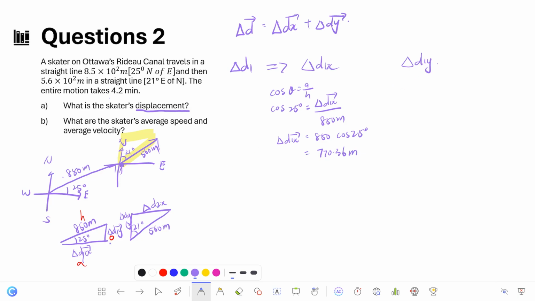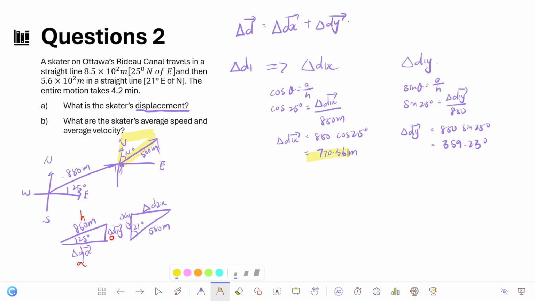Therefore, we find the component for d1y. d1y is the opposite for this triangle, and we have the information of H, so we use sine. Sine theta is equal to O divided by H. The theta for this one is 25, the opposite is what we want to find, d1y, and the hypotenuse is 850. So the y component of the first displacement is 850 sine 25, and the answer should be 359.23 meters.